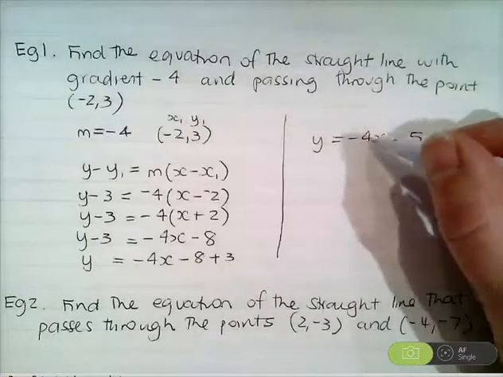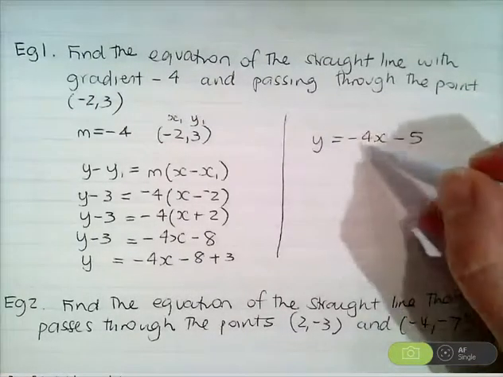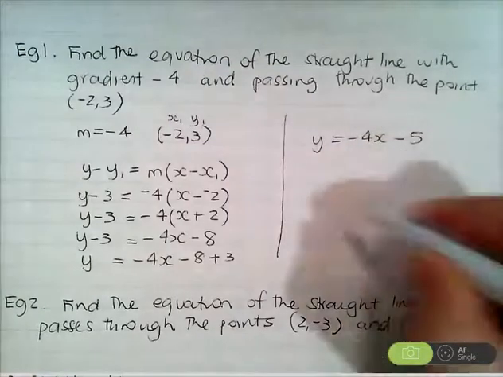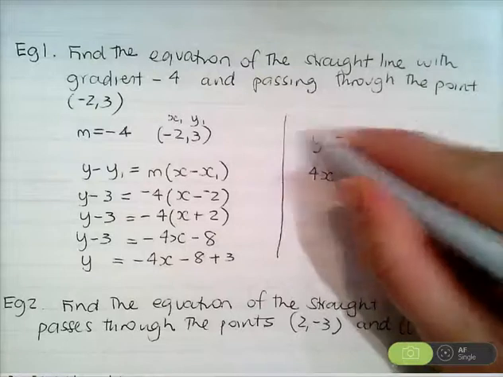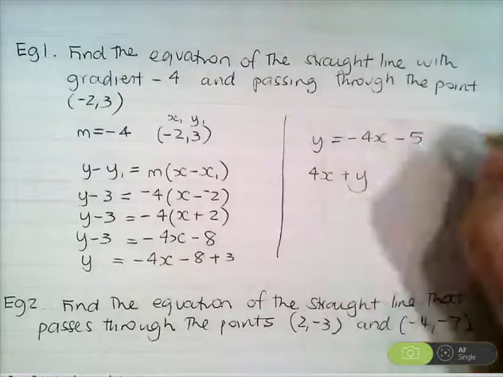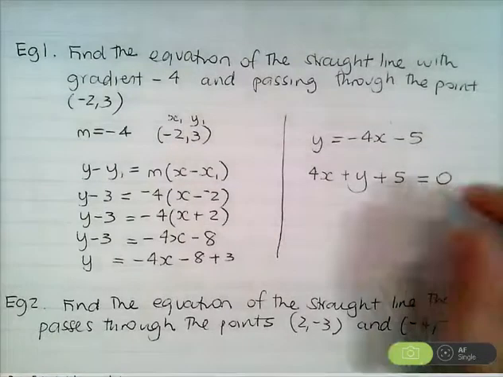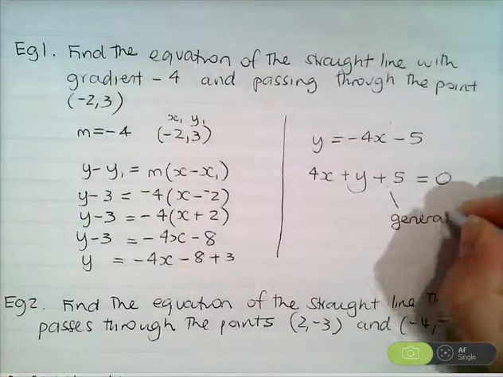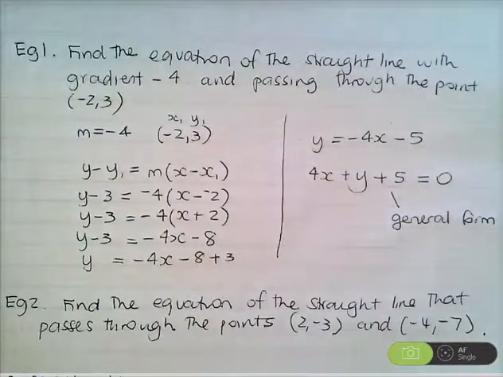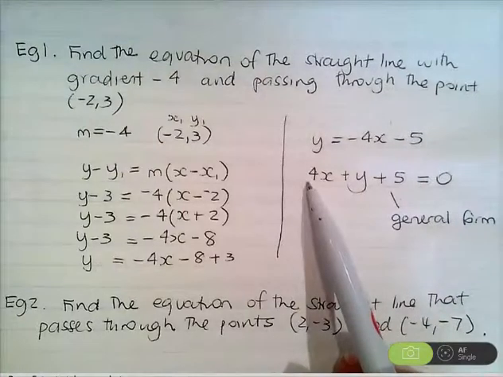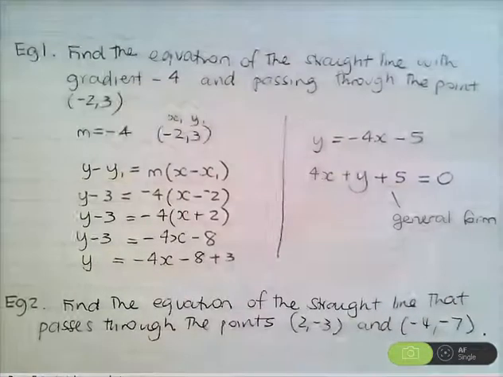Now in general form it's ax plus by plus c equals 0, but the coefficient of the x has to be positive. So we're going to take everything over to the left and we will get 4x. The y will stay here, plus y. Bring the minus 5 over, which is plus 5 equals 0, and that here is general form. So you'll need to look at questions, and if they specify that you need to write your answer in general form, then you need to put it in this form, noticing that the coefficient of the x must be positive here.